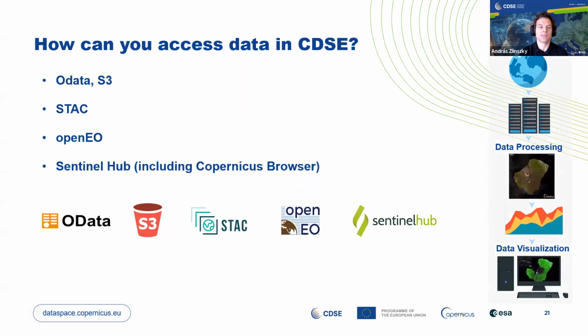So how can you access data? We have several different APIs, and they do different things. They have different capabilities. The main ones are OData, S3, STAC, OpenEO, and Sentinel Hub. Sentinel Hub includes Copernicus Browser, which is what we are going to use to look at satellite imagery in a couple of minutes.